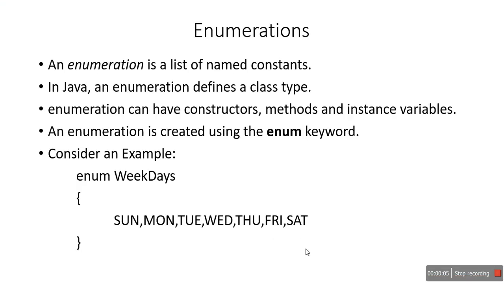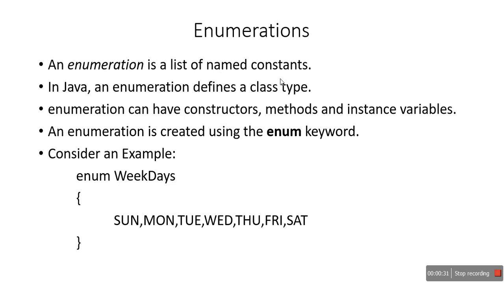Okay, we'll study the next topic, that is enumerations. So here, what is enumeration? Enumeration is a set of constants. Enumeration is used to create a set of constants, and generally this enumeration consists of a set of constant variables. Constant means, here you can see the example. We'll first study what is enumeration.